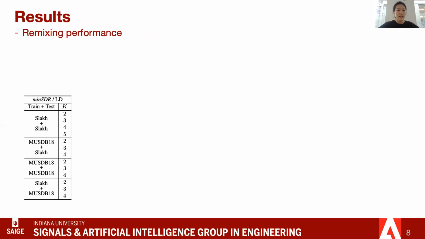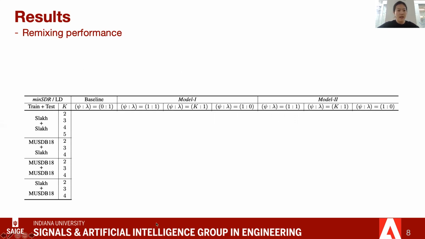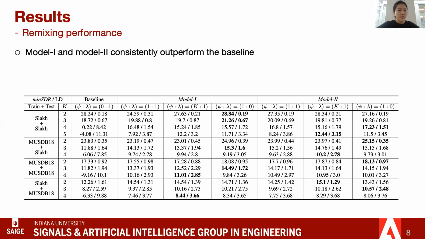The table you're looking at summarizes the remixing quality scores for all the experimental cases, including the different numbers of the sources and 3 loss weight ratios for each of the models. There are 2 important findings in this paper. In general, both model 1 and model 2 achieve a better remix quality and smaller loudness difference than the baseline. And this improvement is more significant as the number of the sources increases.